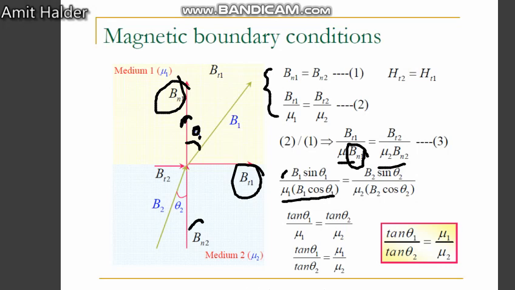Here we can see Bn2 will be B2 cos theta 2, and Bt2 will be B2 sin theta 2. So after calculating these things, we get tan theta 1 divided by tan theta 2 equal to mu1 divided by mu2. That's the magnetic boundary condition that we have told you before. From this condition, we can get the last derivation out of it.